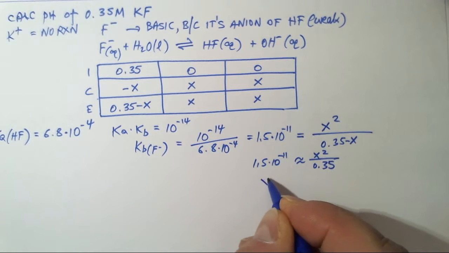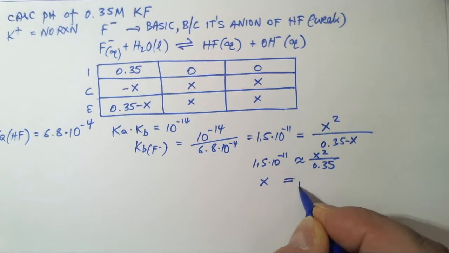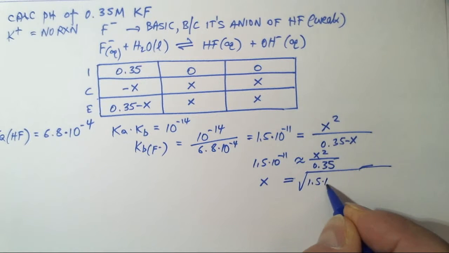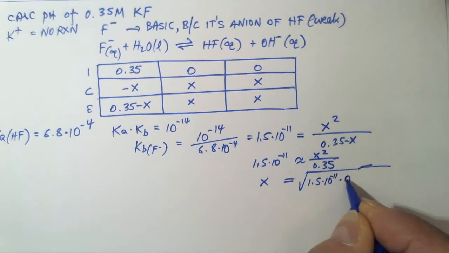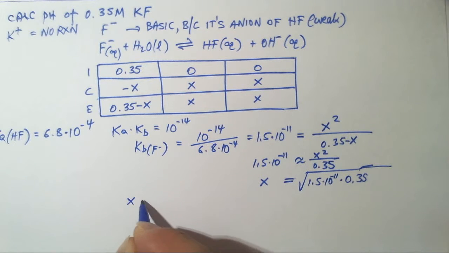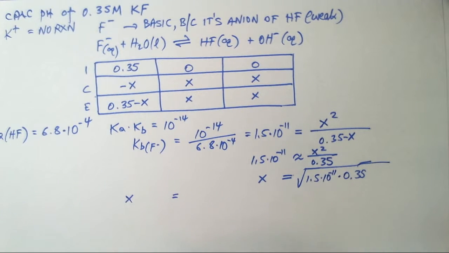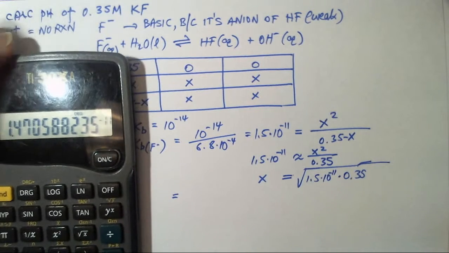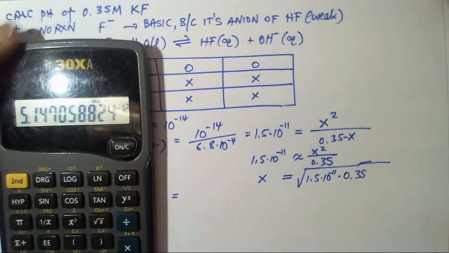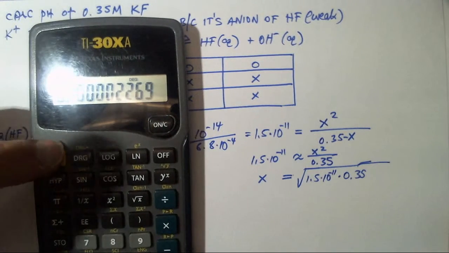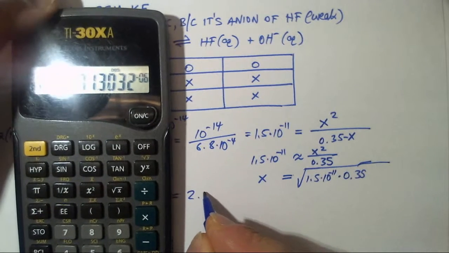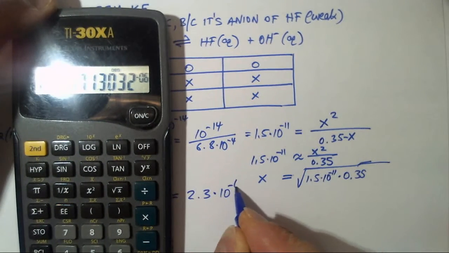And x comes to the square root of 1.5 times 10 to the negative 11 times 0.35. So let me move this over here. We're going to multiply that by 0.35, take the square root, and change that to scientific notation, and we get 2.3 times 10 to the negative 6.